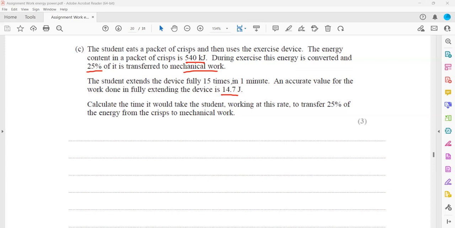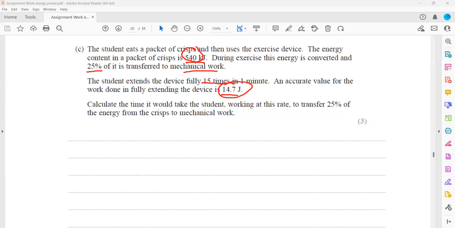Calculate the time it would take the student, working at this rate or power, to transfer 25% of the energy from the crisps into mechanical work. If he's using 25% of this energy, how much time will he take to do this? That is the question. How much time will he take to consume 25% of 540 kilojoules doing the exercise? And in 1 minute, he extends 15 times, using 14.7 joules of energy each time.